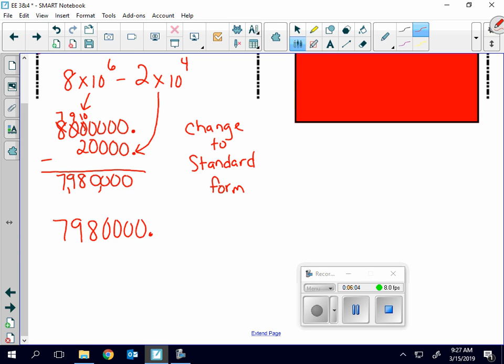Right now the decimal's here. I want to move the decimal until I get a number between 1 and 10. So I'm obviously moving it to the left. 1, 2, 3, 4, 5, 6 times, giving me the number 7.98, which is between 1 and 10. So 7.98 times 10 to the, well, I moved it 1, 2, 3, 4, 5, 6 times, and it's a big number, so it's a positive 6.